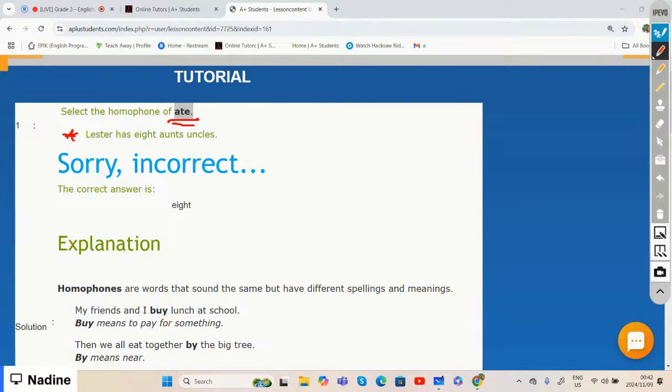What is the word eight? You need to choose that word. You need to write down the word. And if we were to select the word, then this is the word eight. It's like saying eight and ate. Right? So well done.